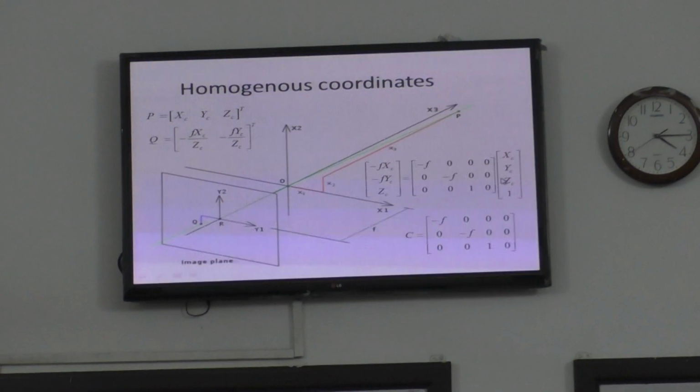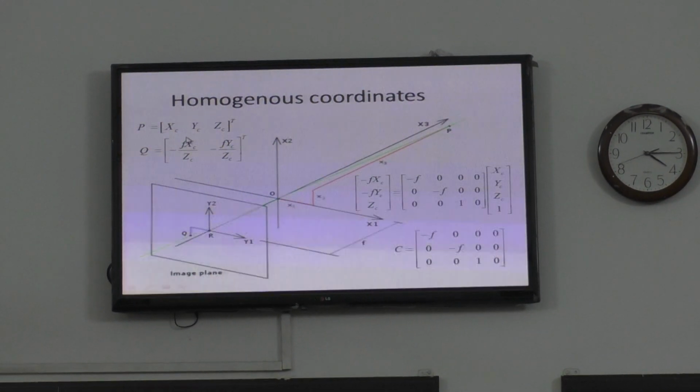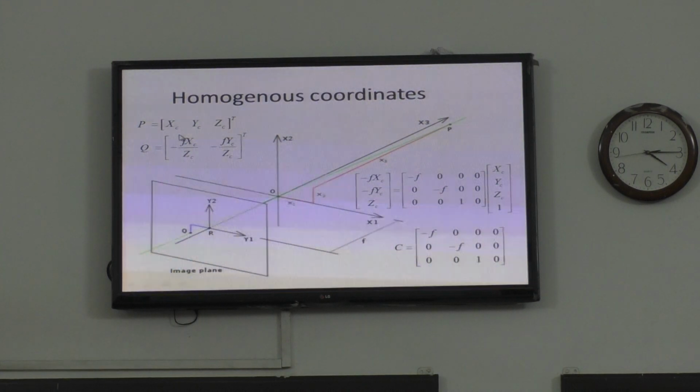So to go from XC, YC, ZC to these image coordinates, if you use homogeneous representation, then this conversion is simply a matrix multiplication, or technically this conversion becomes linear. When you achieve conversions using matrix multiplications, those conversions or transforms are called linear. So this is the camera matrix that does this.